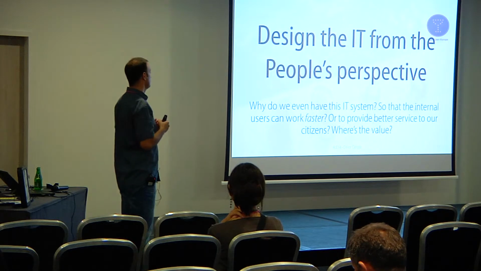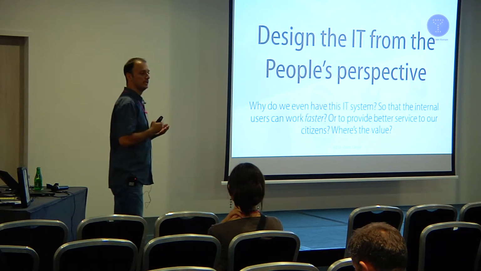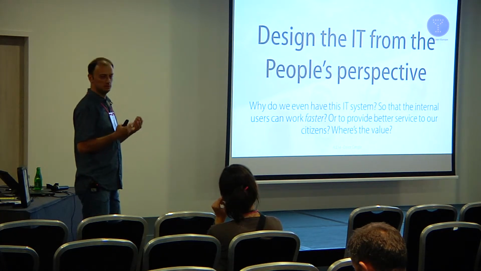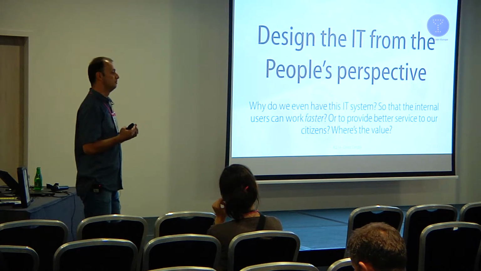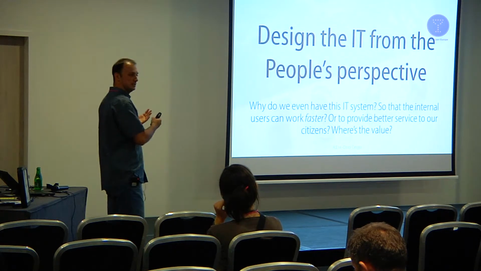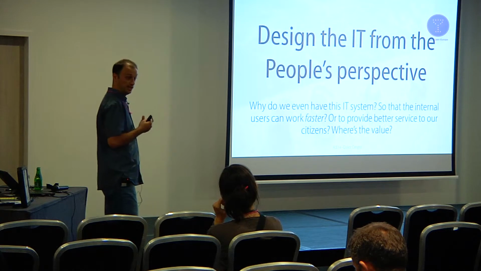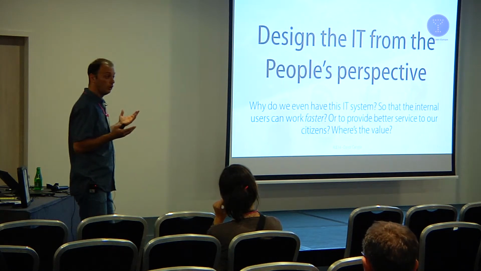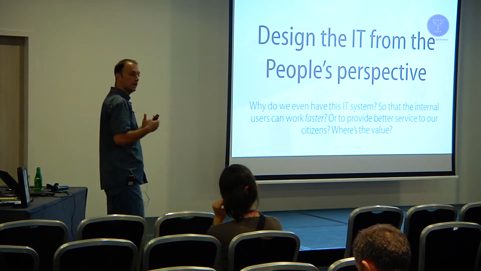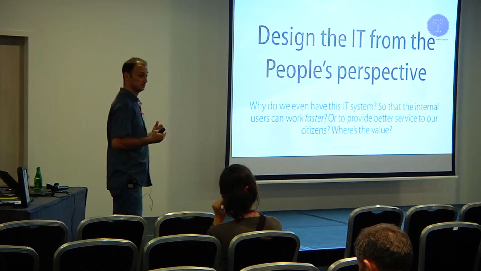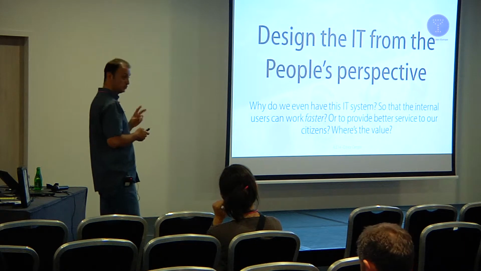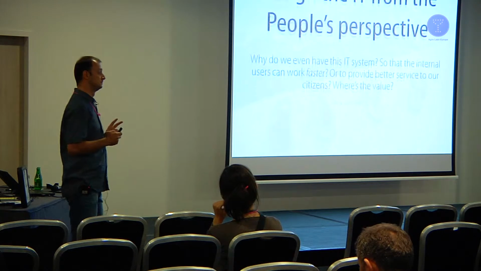Probably the most important thing we had to solve is why do we even have this IT system? It's a simple question, why do we have this IT system? But obviously the answer is not so simple. Do we have it so that the judges and lawyers and everybody else can work faster? Or maybe that's a 19th century way of thought. Or maybe we should think how to provide better service to our customers. Where's the value in this system? What flows through the system? And it took us 2 months to realize this.